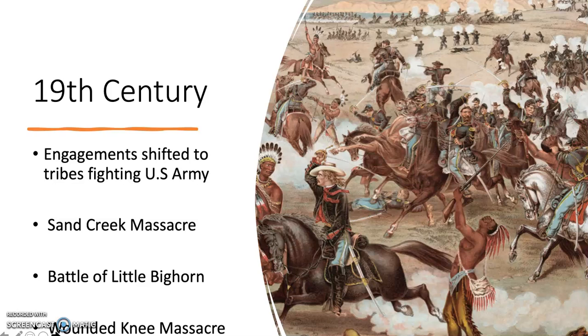So taking a look at the 19th century. By this time, the engagements had shifted primarily to tribes fighting against U.S. Army forces. Prior to this time, it was just settlers fighting the tribes. Towards the end of the 19th century, some major engagements that took place were the Sand Creek Massacre, the Battle of Little Bighorn, which saw the entire 7th Cavalry Division get wiped out in a single battle, and the Wounded Knee Massacre.